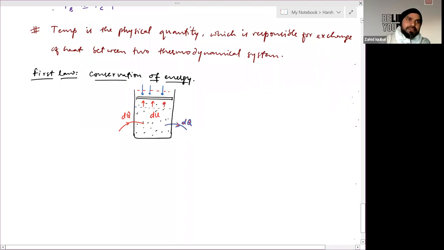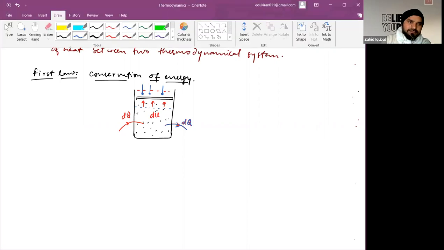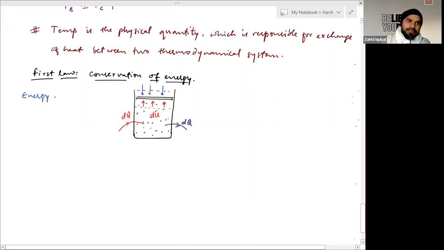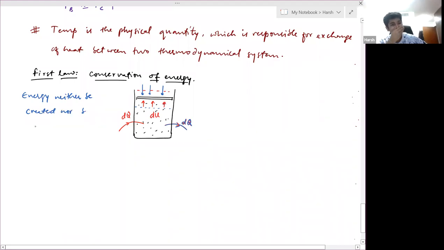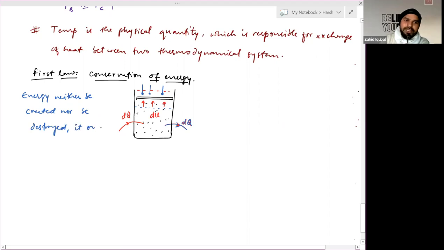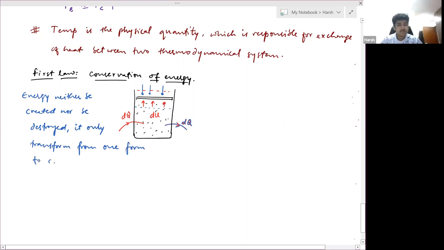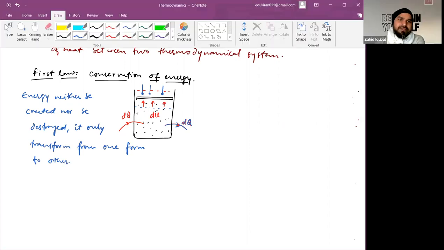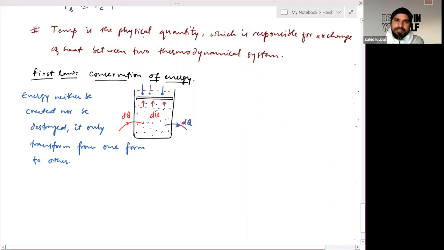So using conservation of energy, we can say energy can neither be created nor be destroyed. It only transforms from one form to the other. So using this, we may define a relation on the basis of these three different physical quantities, that is heat, internal energy, and work done.